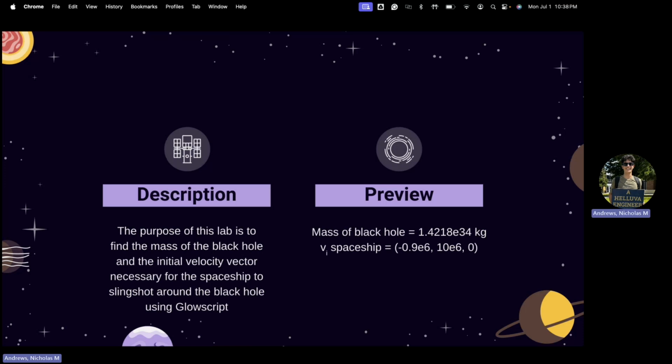The mass of the black hole we are working on is 1.4218 E34 kilograms, and the initial velocity vector of the spaceship is <-0.9 E6, 10 E6, 0> meters per second.